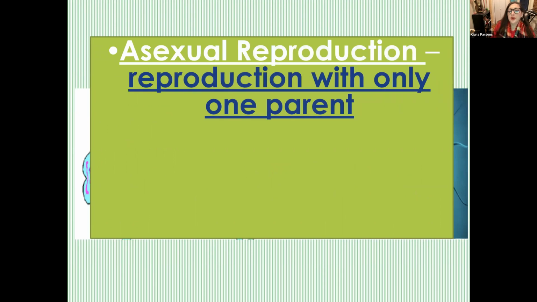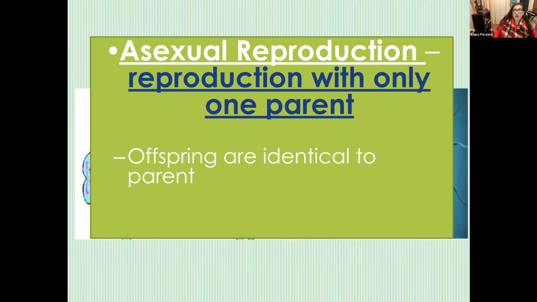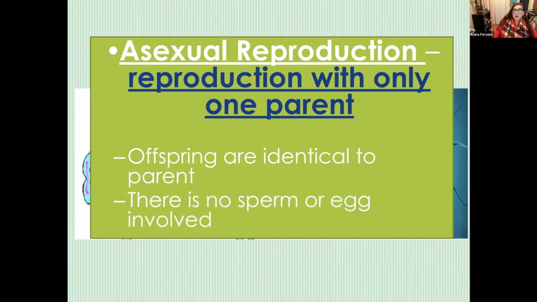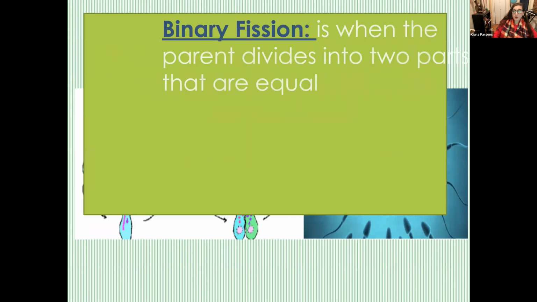And asexual reproduction is reproduction with only one parent, either organism or cell. We're going to be talking about asexual reproduction as whole organisms reproduce, but also asexual reproduction with only one parent cell is mitosis. And this is already on your paper. The offspring are identical to the parent, and there is no sperm or egg involved. So there are several different types of asexual reproduction.